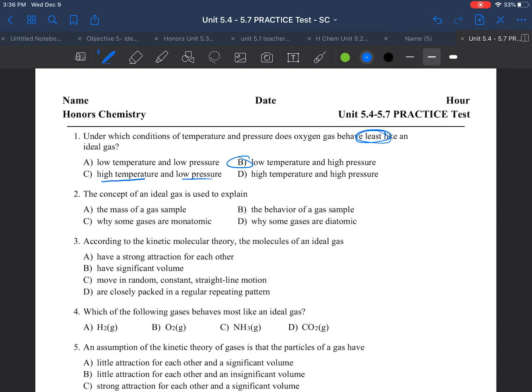The concept of an ideal gas has nothing to do with mass or monatomic versus diatomic, but it's just the overall behavior of how a gas acts. And then according to kinetic molecular theory, a lot of times I just jump right in and don't use these big fancy terms. All this is the numbers 1 through 5 at the beginning of your 5.4 through 5.5 notes. So you can review those, and it's just the theory of how an ideal gas would act. Of those numbers, it says that gases will move randomly, but constant in a straight line motion. So they're not packed together, they don't have a significant volume, and no strong attraction for each other.